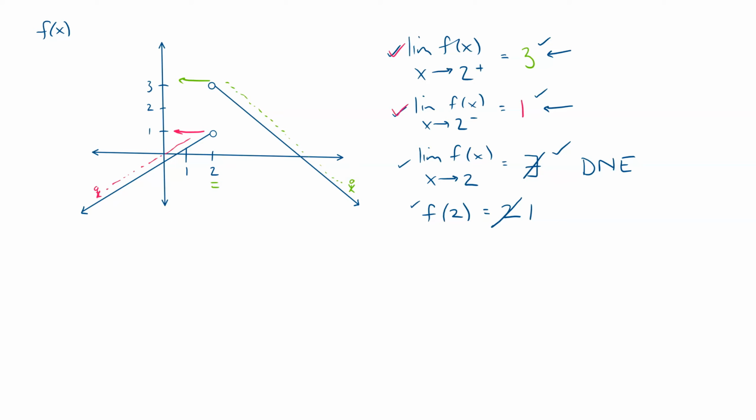What's the limit of the function as x approaches 2 from the left? It's still 1. Therefore, what's the limit of the function as x approaches 2? It still does not exist. But now, what is f of 2? If you look at the x value of 2, there is no corresponding y value, so therefore we could say that f of 2 does not exist.